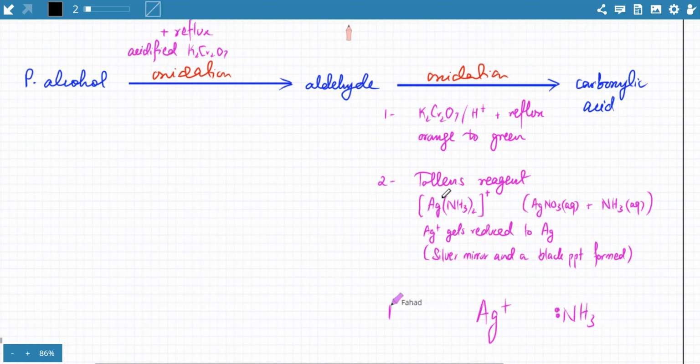So a bunch of NH3 molecules in the solution would get attracted to the positive ion and bind with it. They're going to form dative bonds with them, and that results in the formation of this complex ion.